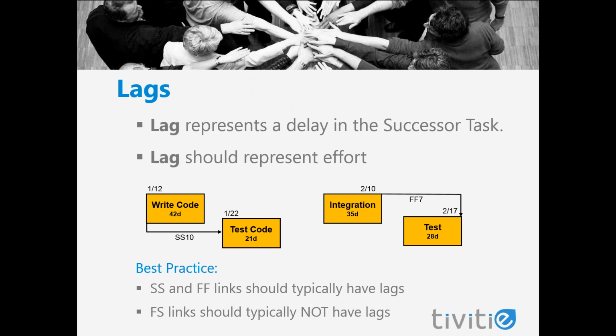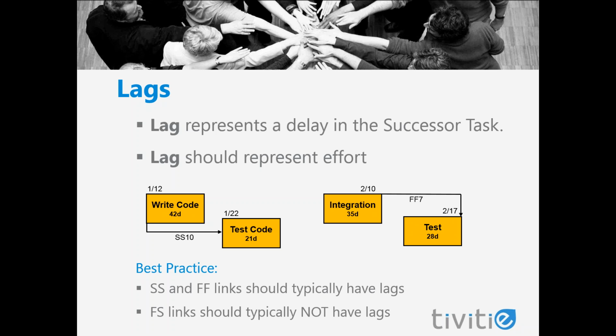Lags are used to delay the successor task in a link. In a start-to-start or finish-to-start, it delays the start of the successor. In a finish-to-finish, it delays the finish of the successor. Lags should represent effort. In a start-to-start, the lag represents the portion of the predecessor that must take place before the successor can start. This is used to model that there is some work taking place in those first days that needs to be complete before the successor task is able to begin.